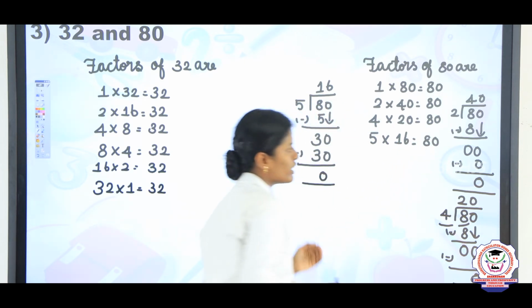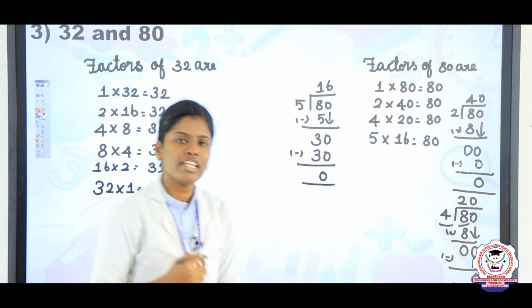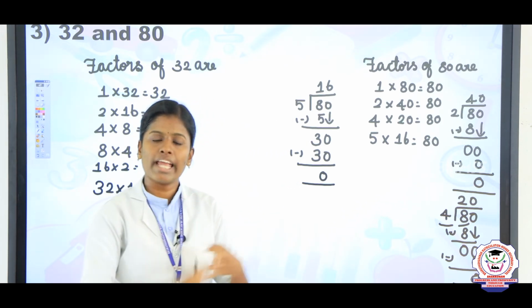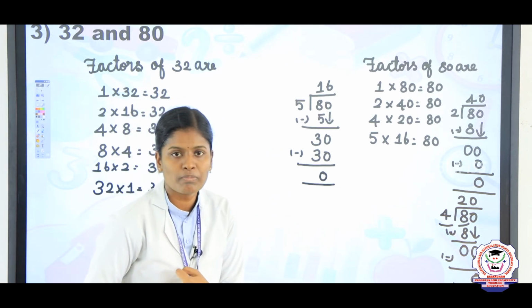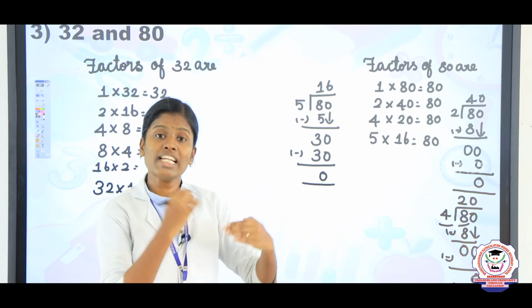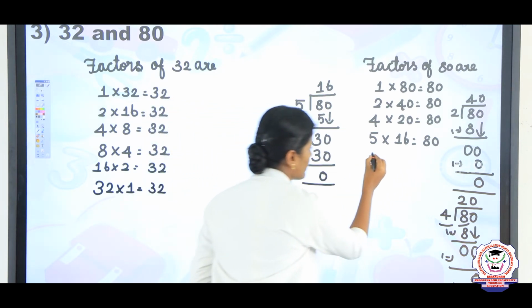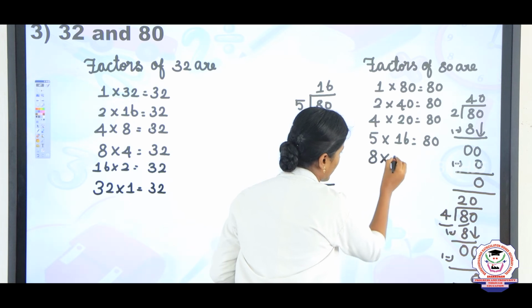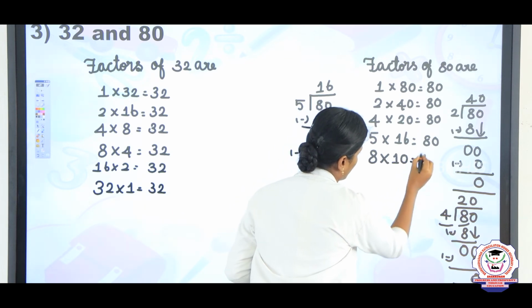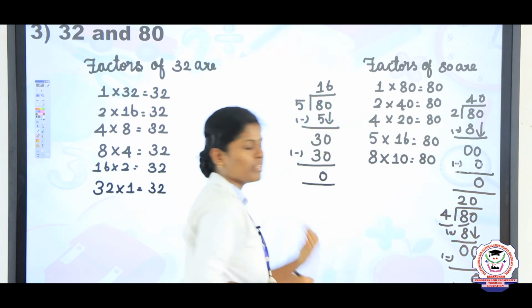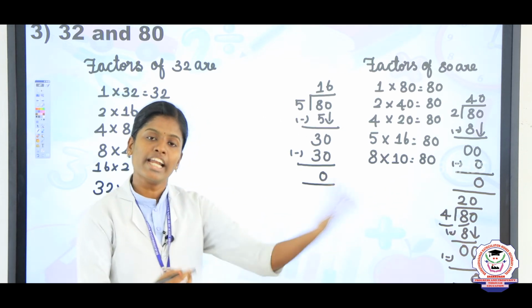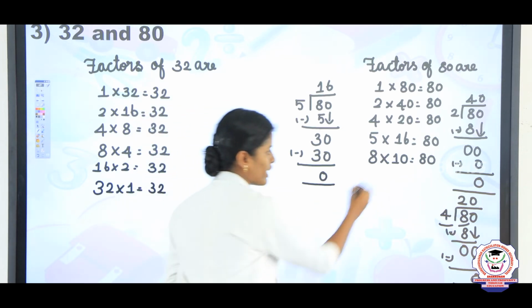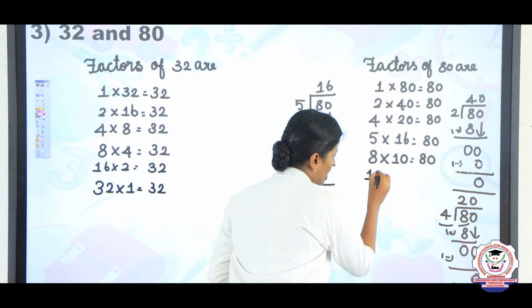Next, we are going to check the 6 table. 6 table 80 is not possible. Then 7 table, 8 table. So, 8 table of 80? Yes. How many times? 8 tens are 80. So, write the factors. 8 tens are 80. And next one is 9 table. 9 table 80 is not possible. Next, we will take the 10 table. So, 10 table, 10 8s are 80.